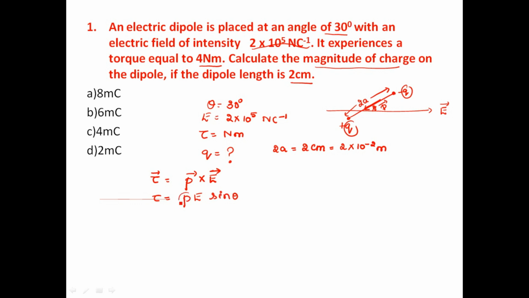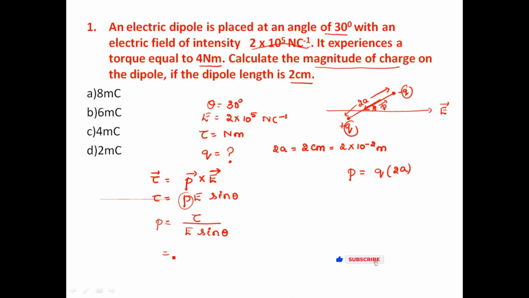For finding the value of P, we are going to use this formula. Why? Because there is an expression that relates charge and dipole moment. What is the expression? It is P is equal to Q into 2A. Since we are given 2A, calculating the value of P makes us find Q. That is why we are going to use this formula to find P. I'll rearrange it. P is equal to tau by E sin theta.